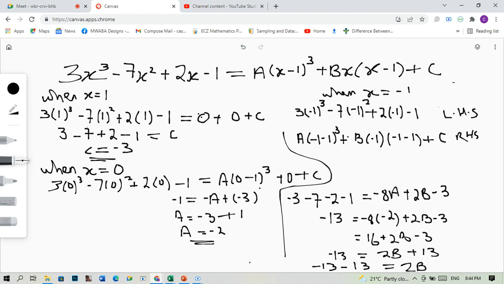Negative 13 minus 13 gives us negative 26. So we have negative 26 equals 2b. We divide both sides by 2, and b gives us negative 13.